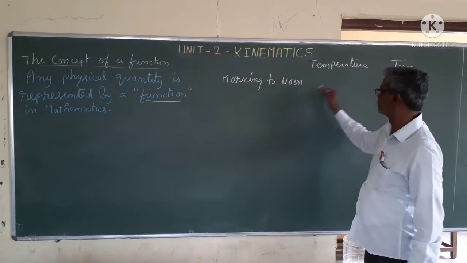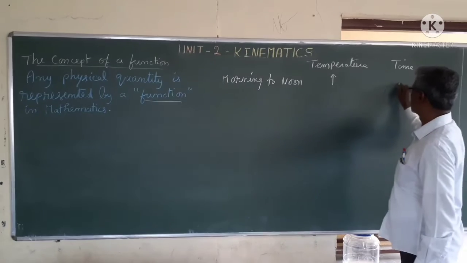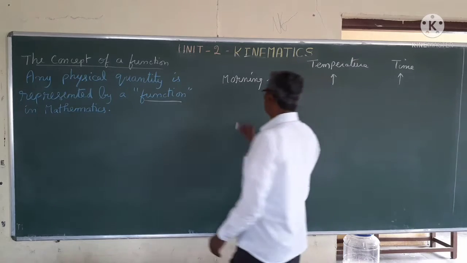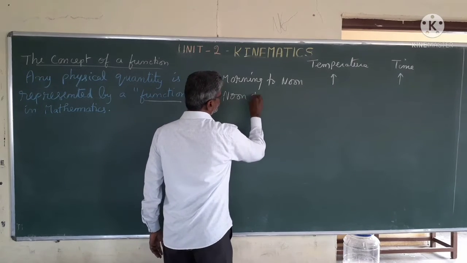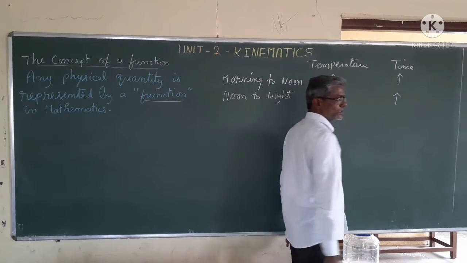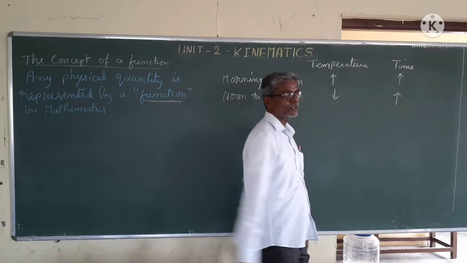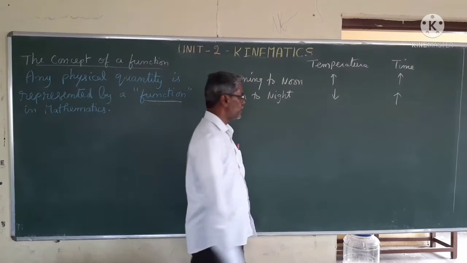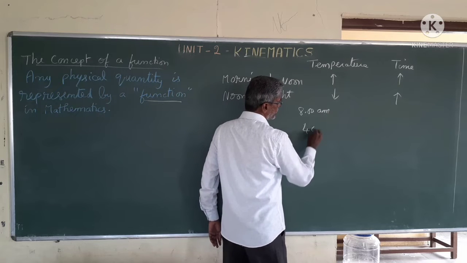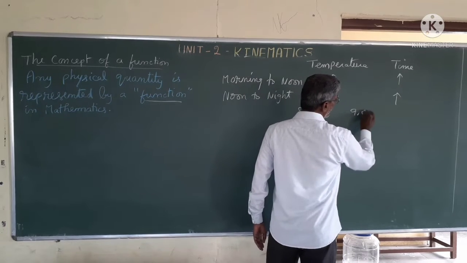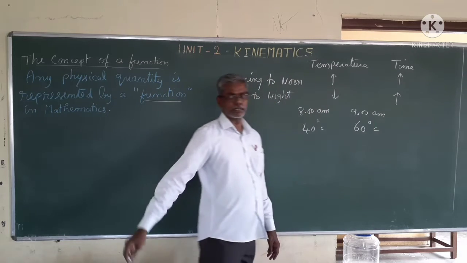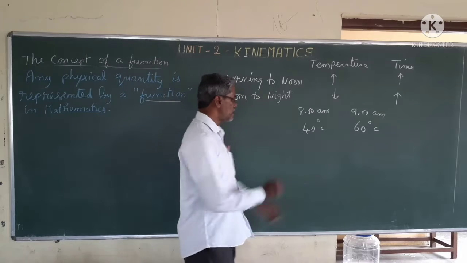From morning to noon, temperature increases, time also increases. From noon to night, as time increases, temperature decreases. For example, at 8 a.m., the temperature is 40 degrees Celsius, and at 9 a.m., the temperature is 60 degrees Celsius. What is the change in temperature?